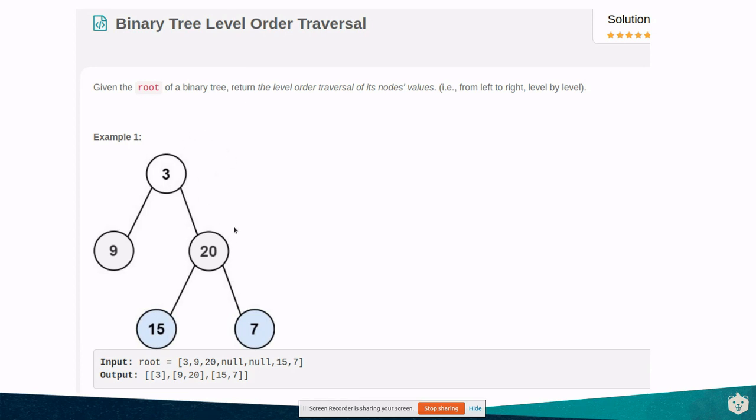Basically, when you're given the root of a binary tree, you will have to return the level order traversal. Level order traversal is nothing but breadth first search. It's just another name. Whenever you hear level order traversal, which is nothing but going from left to right, level by level, that means you know it's BFS.